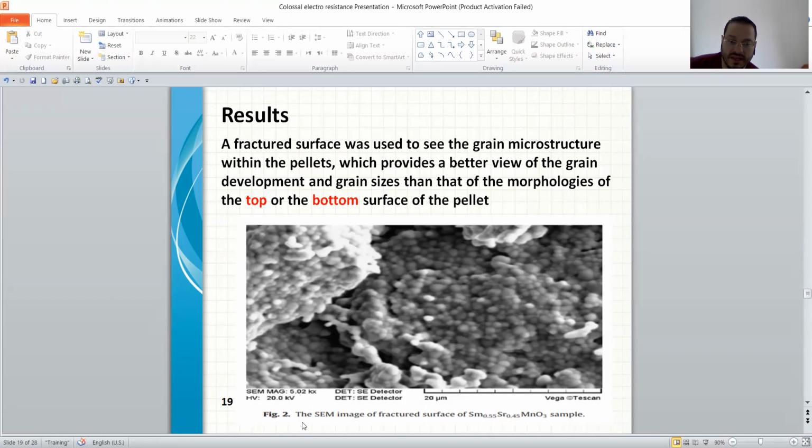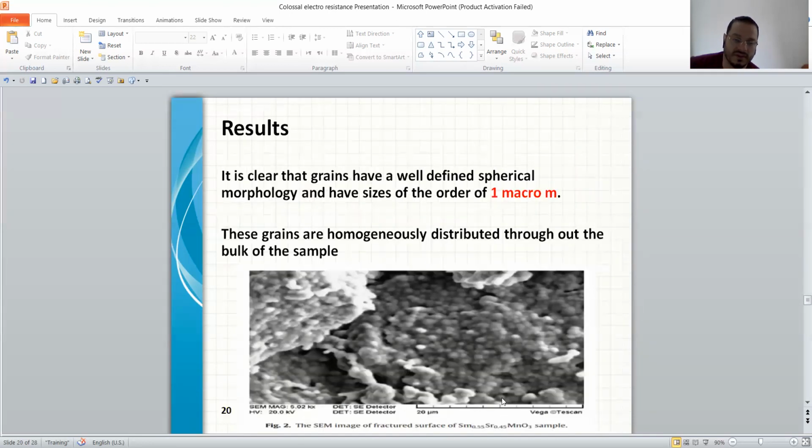Here is the scanning electron microscopy image of a fractured surface of this sample. Here it is clear that the grains have a well-defined spherical morphology and have sizes of the order of 1 micrometer. This spherical morphology is shown to us.